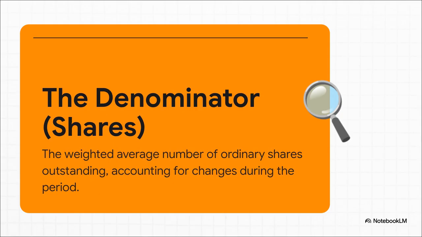And what about the denominator, the shares part? Well, we can't just use the number of shares that exist at the end of the year. That wouldn't be fair because that number might have changed a lot. So IAS 33 says we have to use a weighted average. This just gives a much more accurate picture by accounting for any new shares the company issued or any shares it bought back during the year. And importantly, when those changes happened.